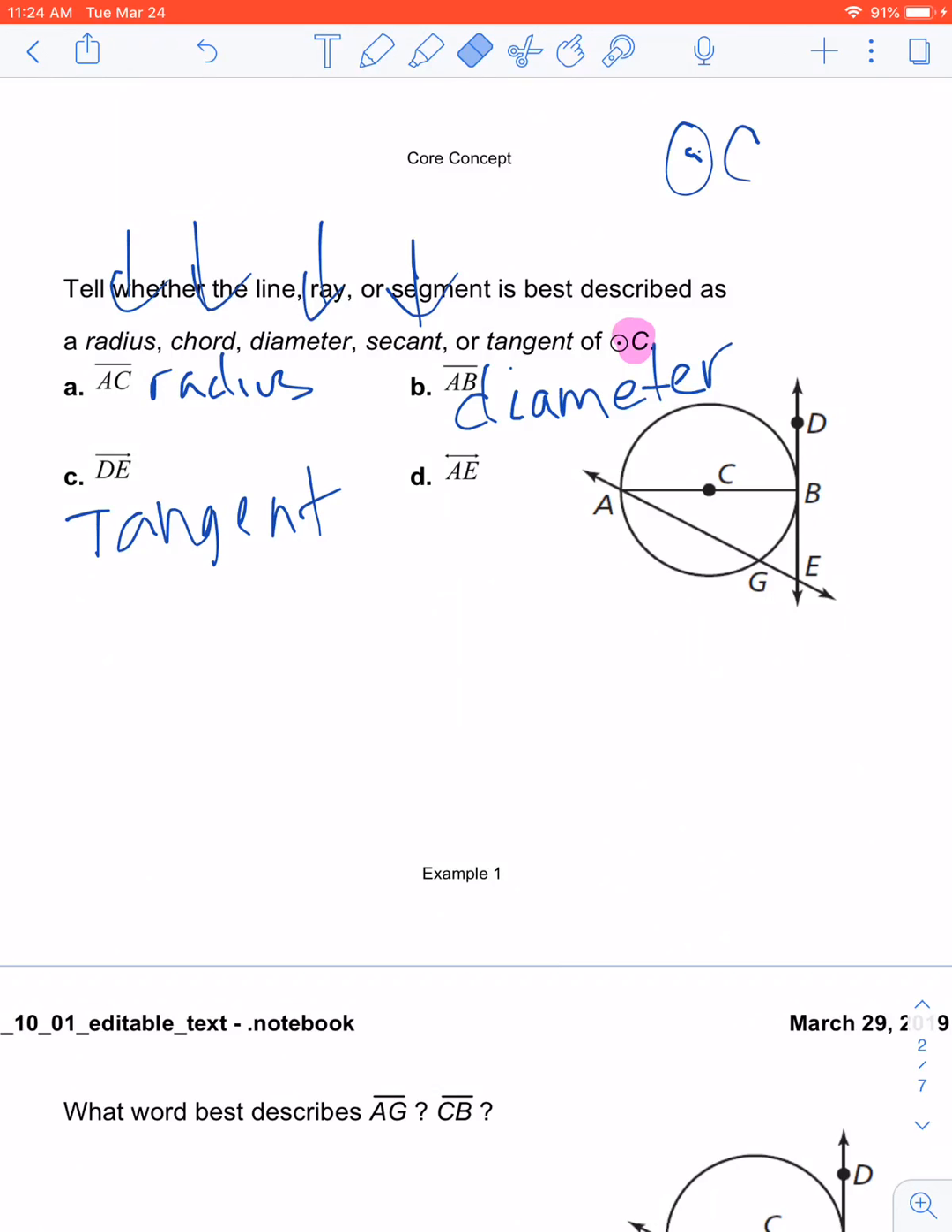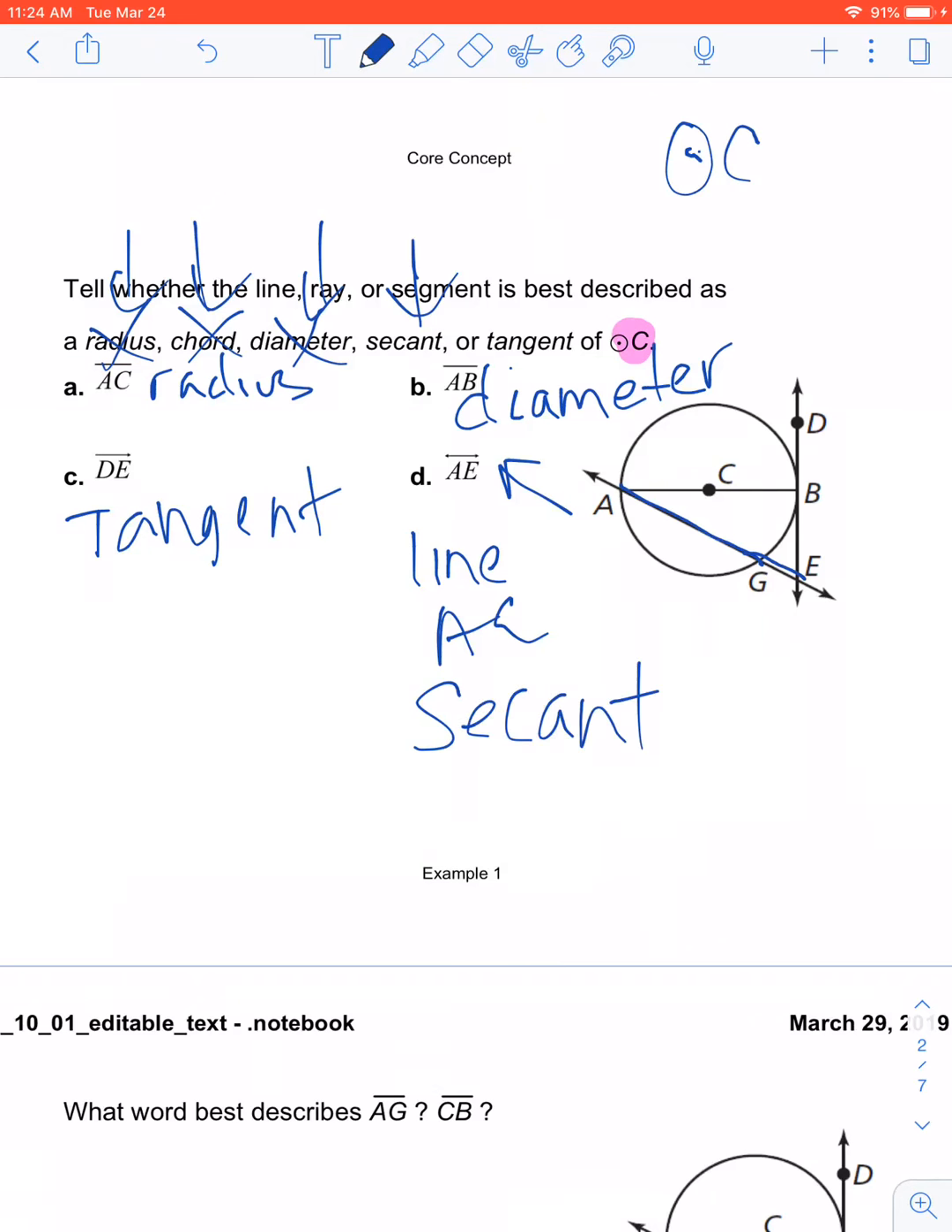And last but not least, they want us to look at AE. When I look at AE, the first thing I notice is that's a line. This is line AE. Well, a radius is not a line. A chord is not a line. A diameter is not a line. The only thing that can be a line is a secant or tangent. And because it's hitting the circle twice, I would call that a secant.